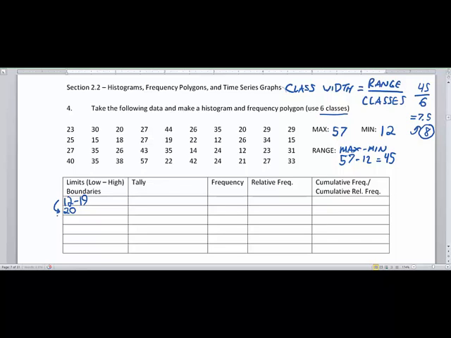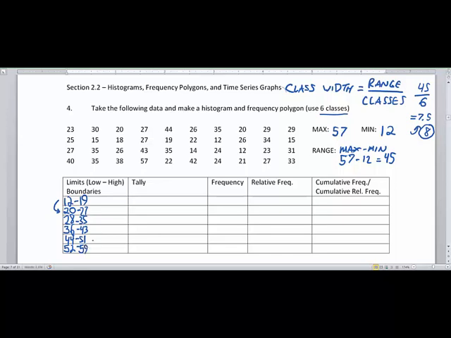Now, if I keep going up by 8s, so 28, 36, 44, and 52, now I have the lower limits of all of my classes. And now we're going to go to the upper limits, or the higher limits. So this is going to be 27, this is going to be 35, this is going to be 43, this is going to be 51, and this is going to be 59.